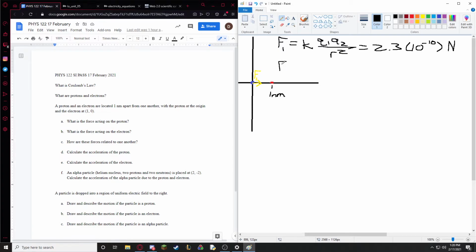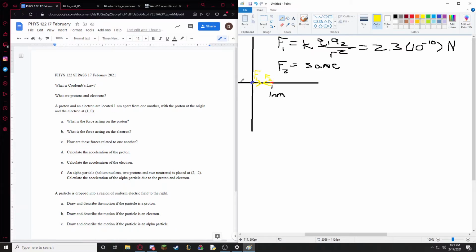The opposite force would be the same. It's going to be the exact same. Yep, the exact same magnitude. And once again, opposites attract. So F2 equals the same. So our force is going to be on the electron towards the proton.